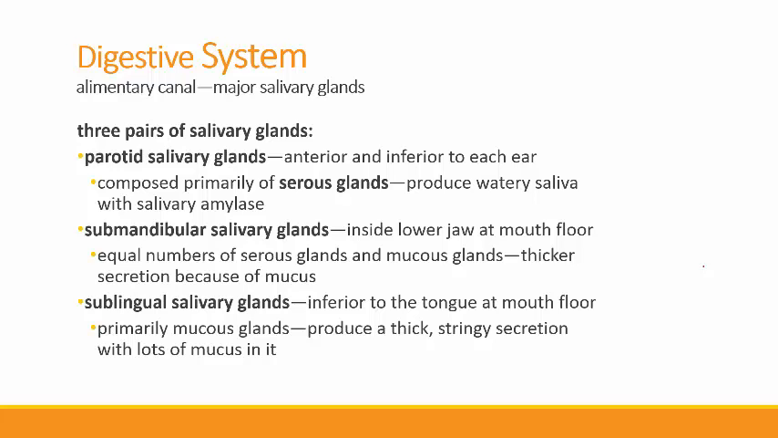And then there are these sublingual salivary glands. The sublingual salivary glands are the ones that are found right at the floor of the mouth, right where the tongue connects back to the mouth floor. And they primarily produce a mucus secretion, with very little serous glands making salivary amylase in the sublingual salivary glands. And so there's so much mucus in them that it produces a thick, kind of stringy secretion that again helps to lubricate and moisten the food.